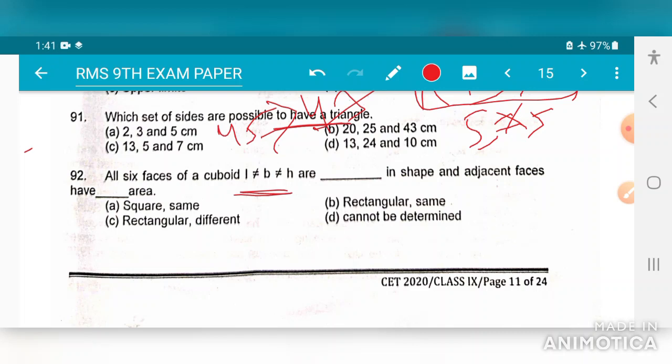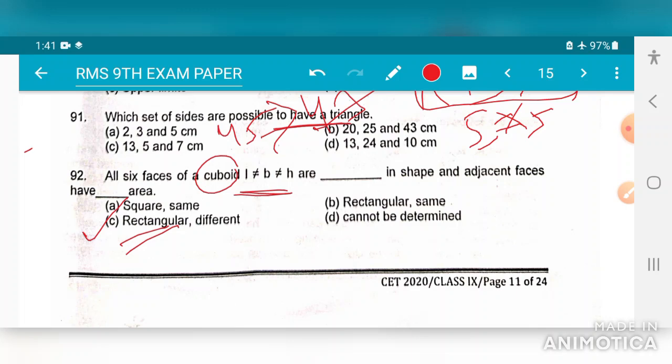All 6 faces of a cuboid. L is not equal to B, B is not equal to H. The cuboid is formed with the rectangle. Okay, rectangle, this answer, this one is the... all 6 faces of a cuboid.